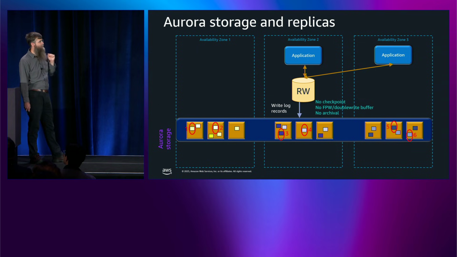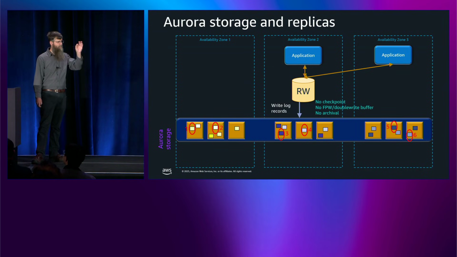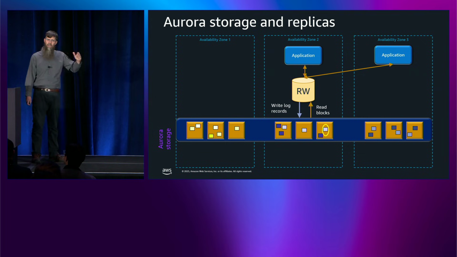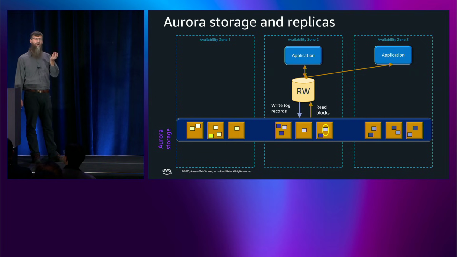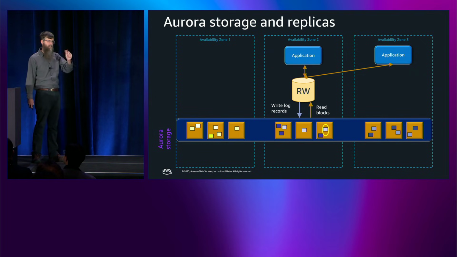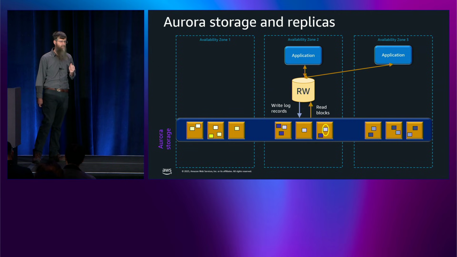You can also see some of my cool color coding there. There's 6 copies of each piece of data written across 6 of those storage nodes. So every time you write once, we get 6 copies across 3 AZs. That comes out of the box too. We write those log records, but we read back database pages. That's because the storage can turn those log records into pages.